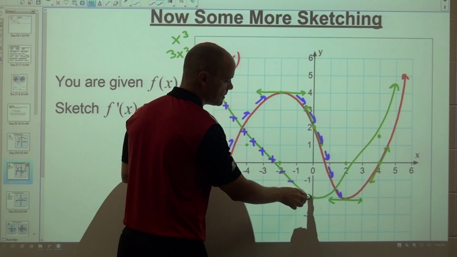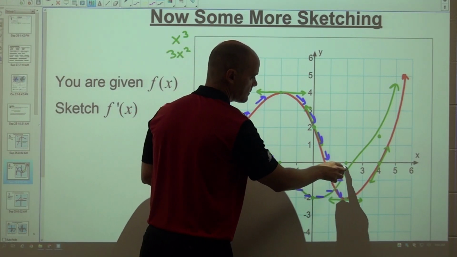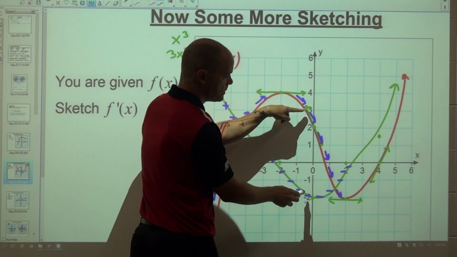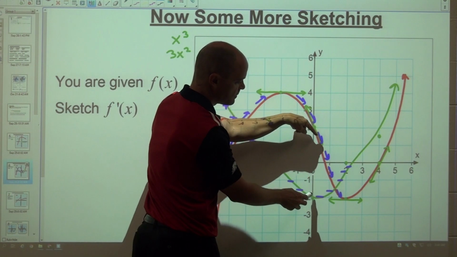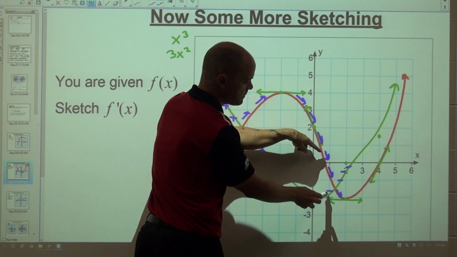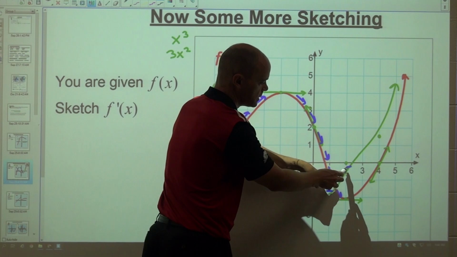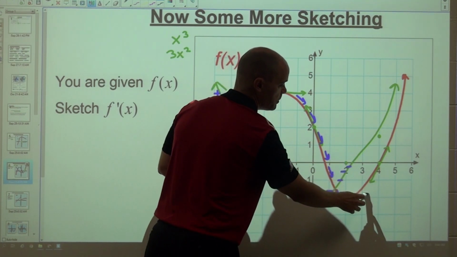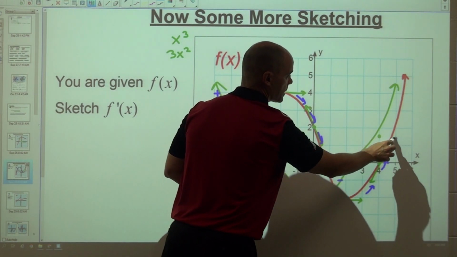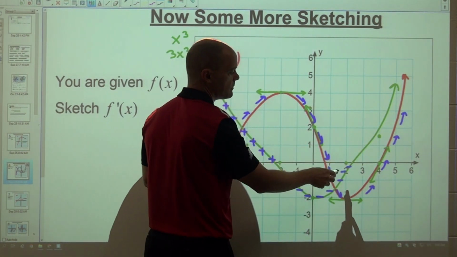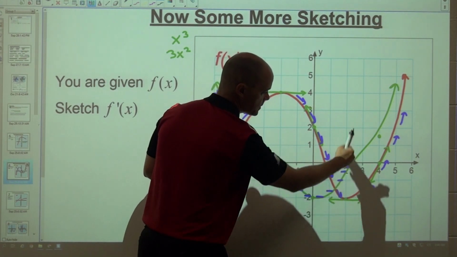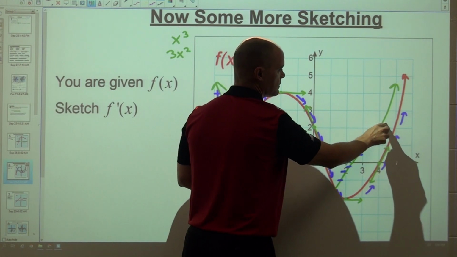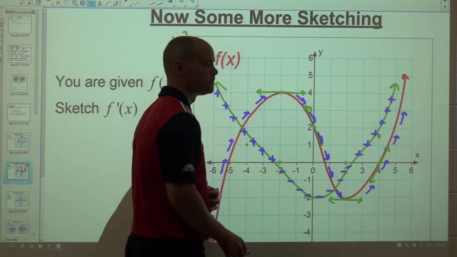Negative, negative, negative. We're going down pretty slow. We're speeding up, speeding up, speeding up. We're going down really fast right here. And then we're still going down, but we're slowing down, slowing down. We stopped going down. And now we're going back up, back up, back up. And the derivative is telling me that. Right at this x value, we've started to go back up, faster, faster, faster.